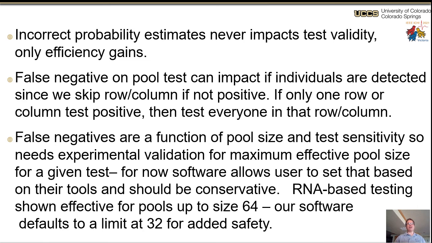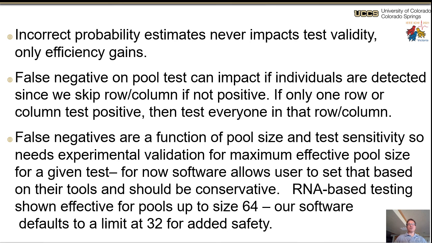First, we want to point out that incorrect probability estimates never impact test validity, only our efficiency gains. Right? By the time things get done, you're testing anybody that showed up in the right pools, so you're going to get there. There is one concern on false negatives, because if I have a false negative on a pool test, it can impact whether individuals are detected, since we can then skip the row or column. So one of the things we do in the software is if only one row or one column tests positive, which is going to happen if you have very low positivity rates and very low viral loads, then we test everyone in that row and column, because we know the corresponding one that did go off should have intersected something, we just don't know where.